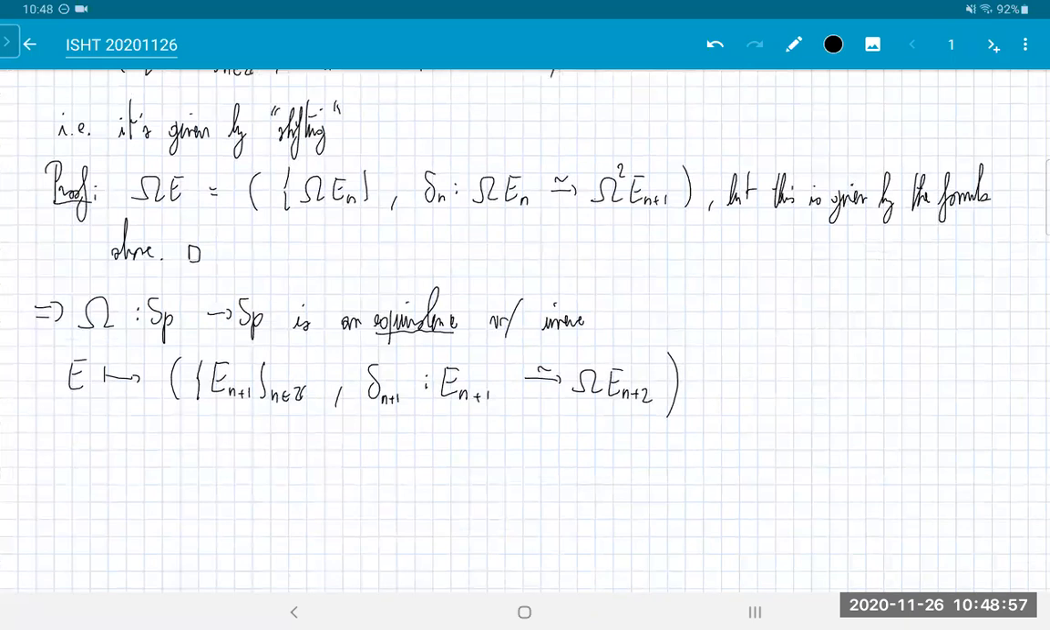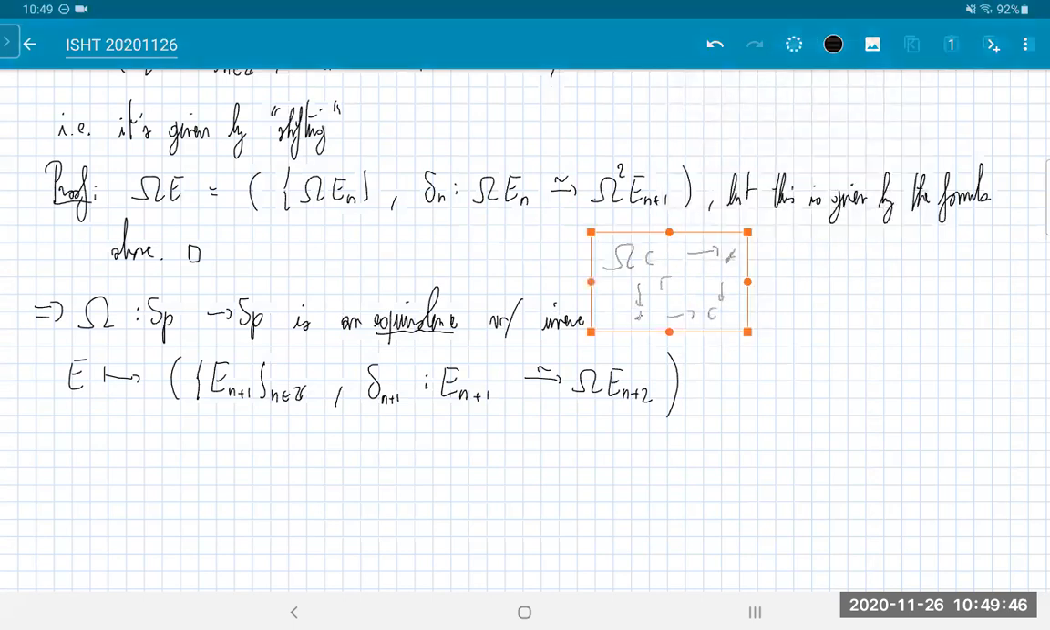Sorry, maybe I missed something, but how did you define omega E, if not like this? Omega E is defined as the pullback. I define omega in every infinity category as the pullback. Ah, okay. I probably should also say the zero spectrum is the terminal object, the limit over the empty set. So this follows. Omega E, remember, is the pullback of this, and as we saw, pullbacks are computed level-wise.